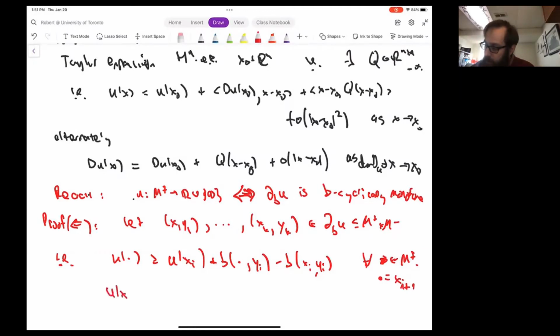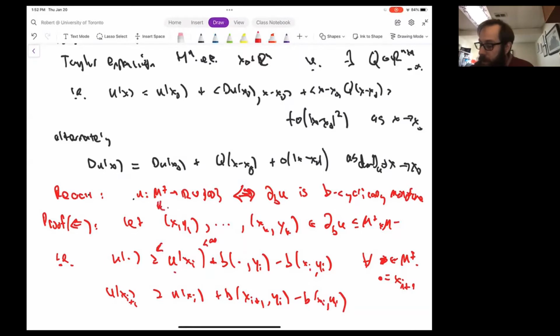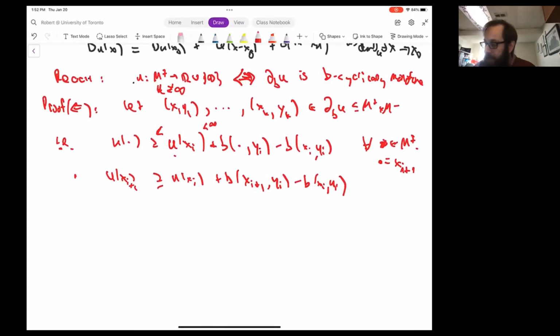So I have u of x(i+1) is bigger than u of xi plus b of x(i+1), yi minus b of xi, yi. And by the way, for the first thing to hold, this is a finite number. This is less than infinity because I don't want to allow u to be identically infinity, and so there'll be some point where this is finite. And since b is real valued, this has to be less than infinity. Now I have this inequality holding for all i, and I just sum on i. With the convention that x(k+1) is equal to x1, so cyclically, when I sum on i from 1 to k, the sum of these terms is the same as the sum of those terms, and so they all drop out.